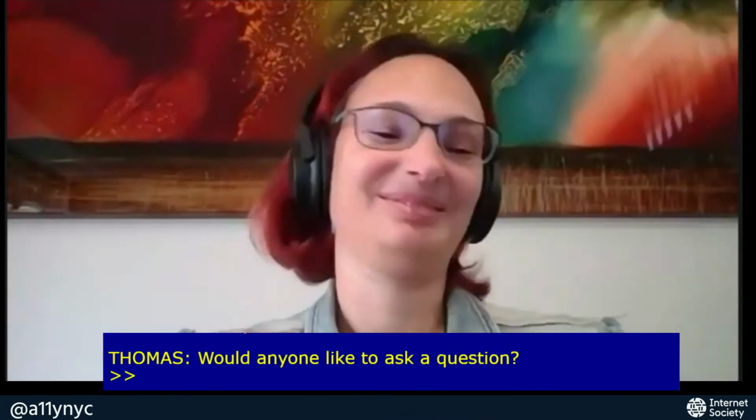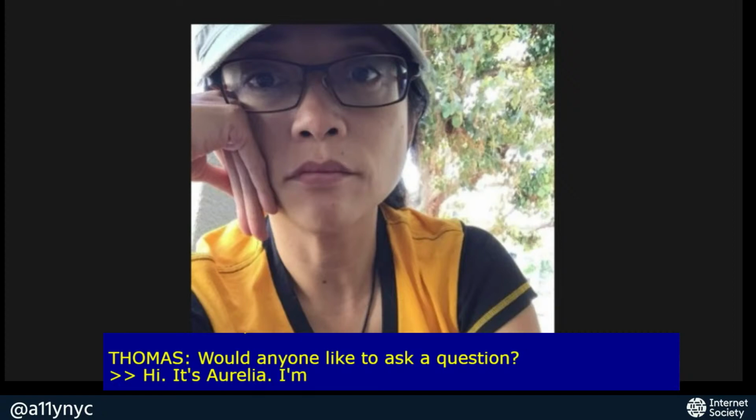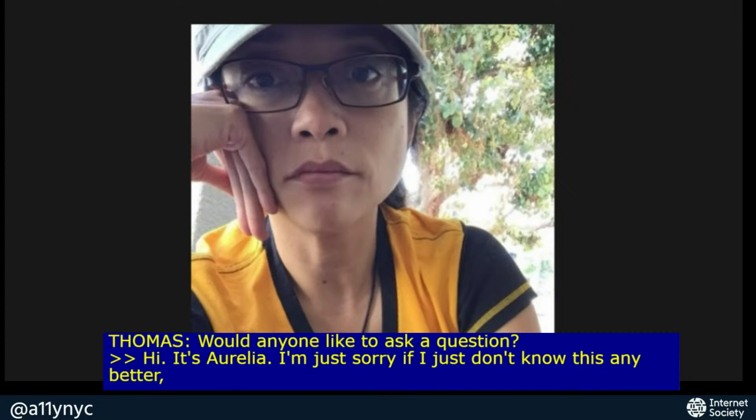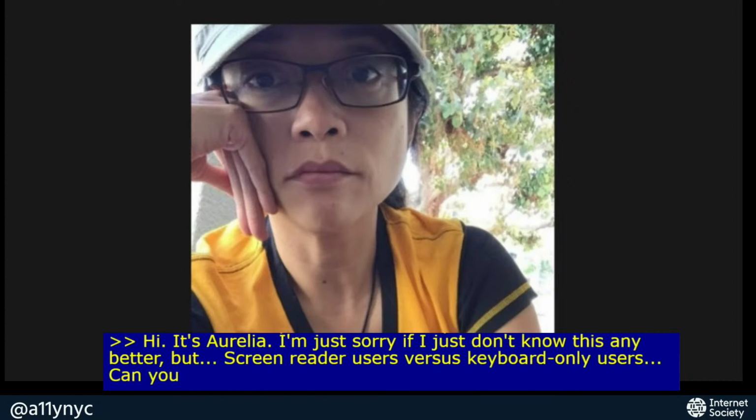Hi. I'm sorry if I just don't know this any better, but screen reader users versus keyboard only users. Can you speak a little bit more to that, please?